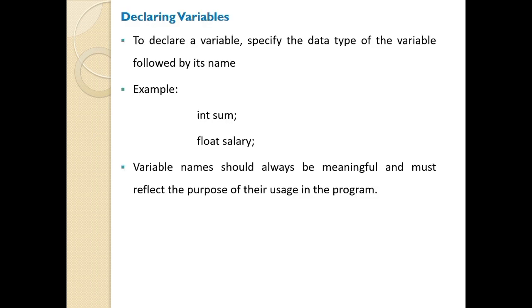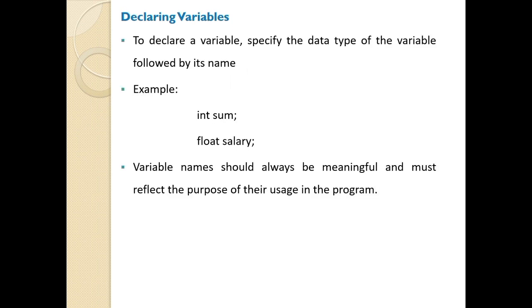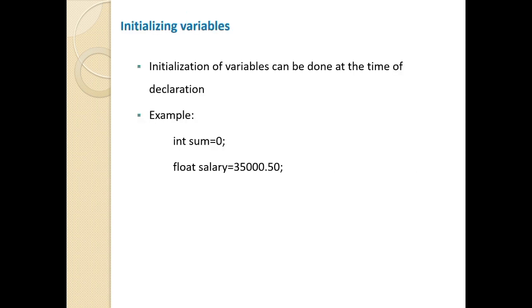Declaring variables. To declare a variable, specify the data type of the variable followed by its name. Example: int sum, float salary. A variable name should always be meaningful and must reflect the purpose of its usage in the program. Initializing variables. Initialization of variables can be done at the time of declaration. Example: int sum = 0. Initialization is different, declaration is different. The declaration is just declaring the variable without assigning or initializing a value. Initializing is assigning the value.